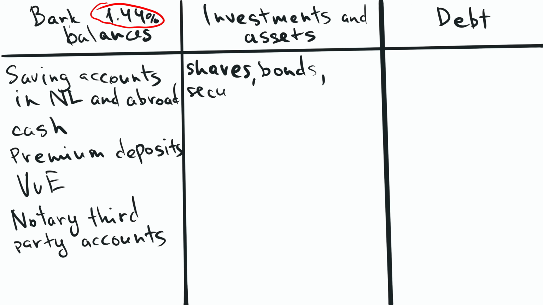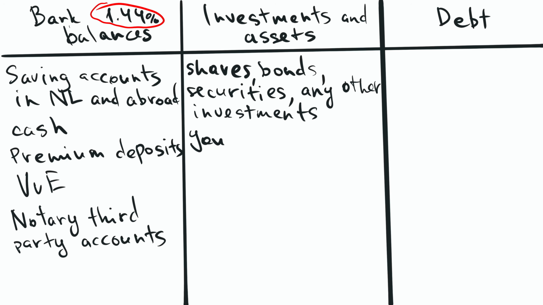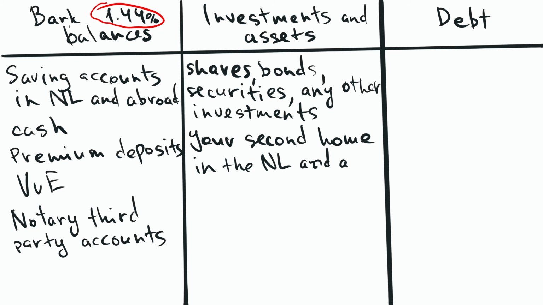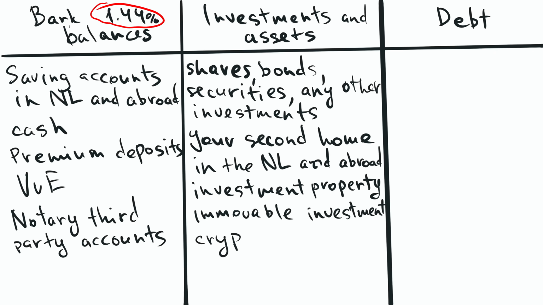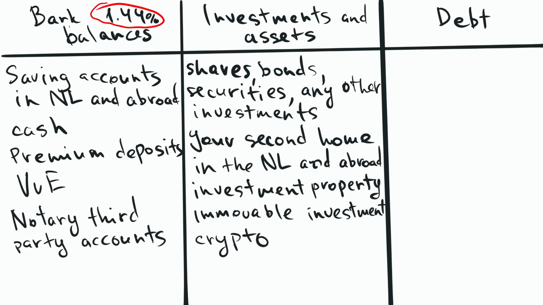Next we have investments and assets. Here you have all your shares, bonds, securities, other types of investment, also the non-exempt part of your green investment, because green investment is also limited, that I talked about with the green fund, your second home in the Netherlands and outside of the Netherlands, a home you're renting out, so your investment property, other immovable property that you keep as an investment, and cryptocurrency. Everything that goes as an investment goes into this category. On this subcategory, the Dutch government assumes you make 5.88% as a notional return. So they tax you on that return.